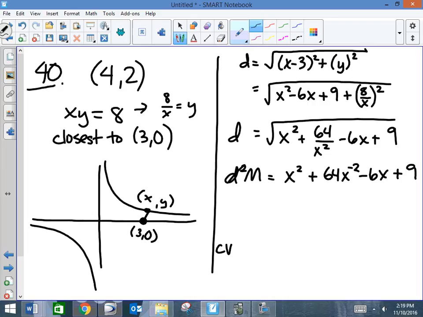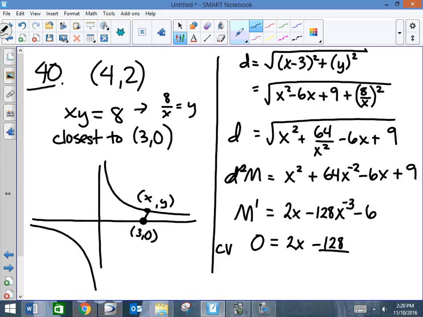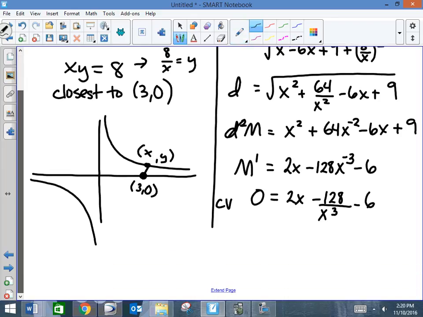What doesn't exist or equals 0? When you're F prime. Okay, so m prime equals 2x minus 128x to the negative third minus 6. Is that right? Yeah. Okay, critical value, 0. Let's see. 2x minus 128, I'm going to put my x to the third back down, minus 6.